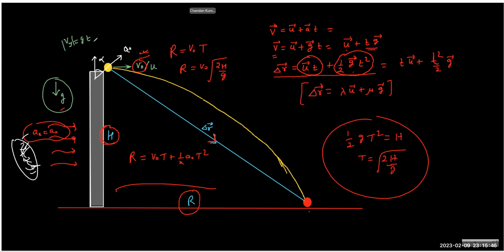And then A will have two components, like A naught cos alpha, and A naught sin alpha. But the T will also change. So I know that, okay, gravity will bring half g t square, but A naught cos alpha will take it upward, right? And then eventually I'll fall down by H, isn't it?